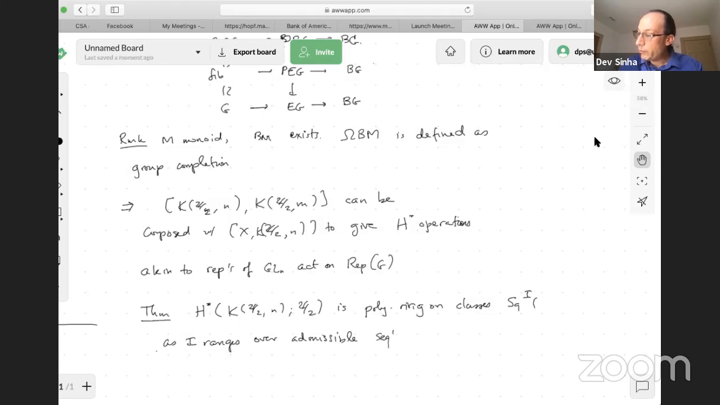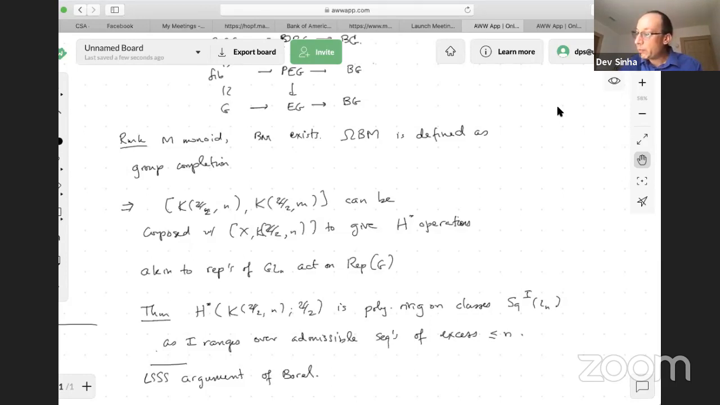So these are admissible sequences of excess less than or equal to n. And this is the standard treatment, a spectral sequence argument of Borel, although I don't know if that's the original argument, but you can use a Leray-Serre spectral sequence iteratively. It's quite a technical tour de force, actually, to get that.